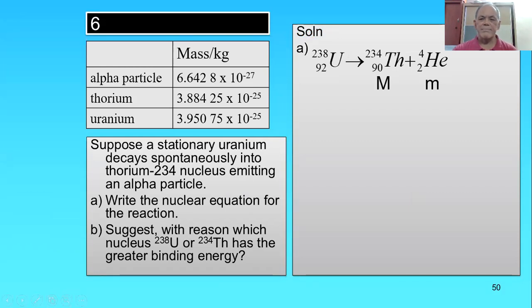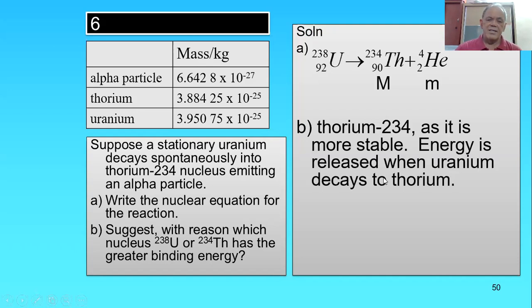Okay, that thorium has a mass M. No, I think I will calculate a bit, and the rest I'll let you do yourself. Okay, same thing. Suggest a reason which nucleus, uranium or thorium, has a greater binding energy. So it's usually thorium. Thorium is more stable. So energy is released when uranium decays to thorium.